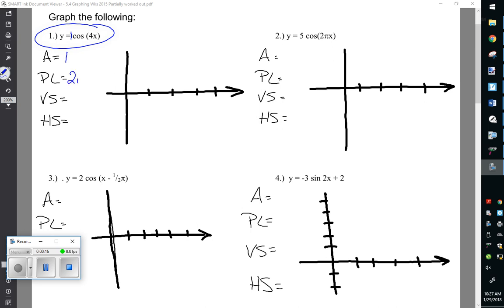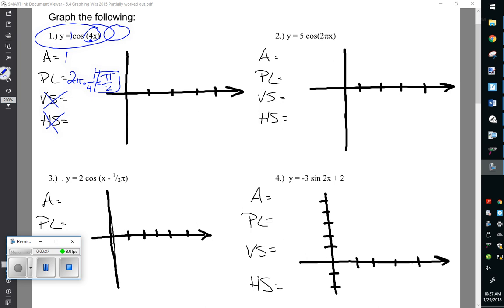Period length, we always start off with 2 pi, and then you multiply by the reciprocal of whatever's in front of my x. I'm going to multiply by 1/4. When I simplify, I'm going to get 2 pi over 4, which is pi over 2. There's nothing added on the end, so there's no vertical shift. There's nothing added with my x, so there's no horizontal shift. My period length is pi over 2.